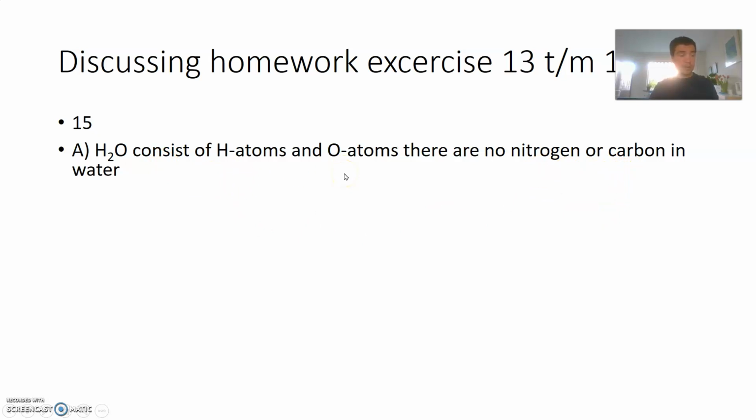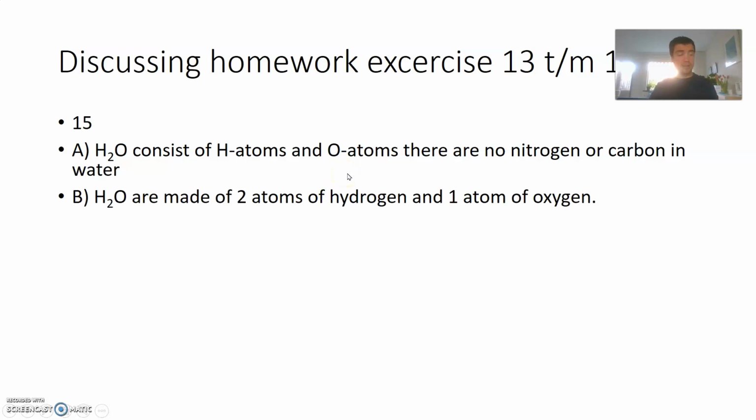B, twice as many hydrogen molecules as oxygen molecules are generated when water is broken down. Well, H2O is made out of two atoms of hydrogen and one atom of oxygen. So it's quite logical that there will be twice the amount of hydrogen molecules compared to the amount of oxygen molecules.